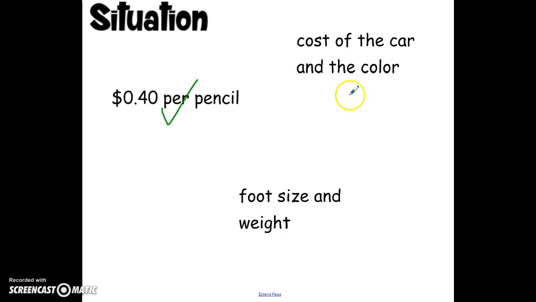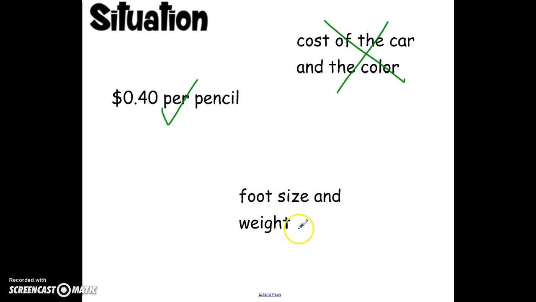The cost of the car and the color. I could have a car that cost $12,000. It could be black, it could be red, it could be white, it could be yellow, it could be orange, it could be purple, it could be green. So that makes it not a function. Because the cost of the car, that's my x value, could be with a lot of different colors. But in this case, if the cost is 40 cents, I'm going to get 1 pencil. If the cost is 80 cents, I'm going to get 2 pencils. If you don't see the difference, make a note so we can discuss it in class.